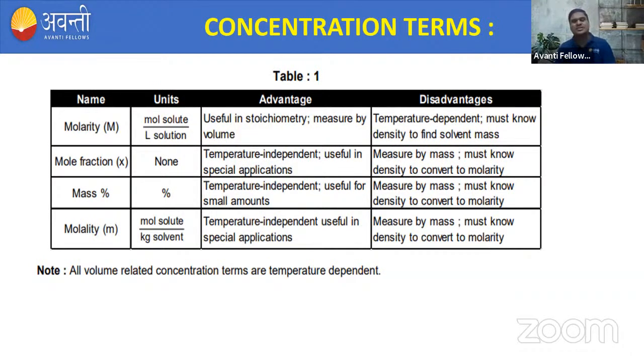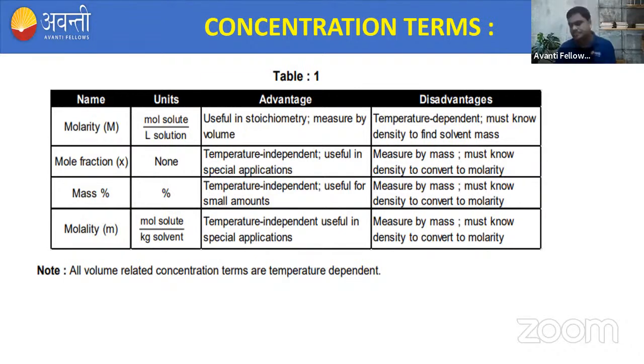Now, what is mole fraction? The mole fraction is unitless. Why? Because mole fraction is the ratio of the number of moles of the solute to the total number of moles. So mole by mole, it is unitless. They are temperature independent and useful in special applications, just like colligative properties. They are measured by mass, so you must know density to convert to molarity.